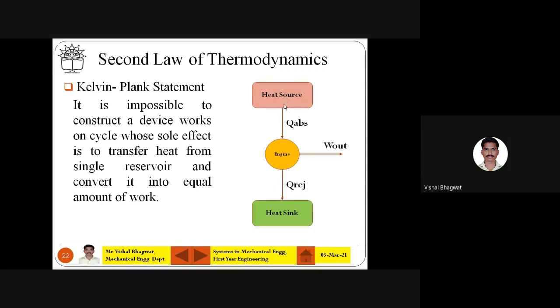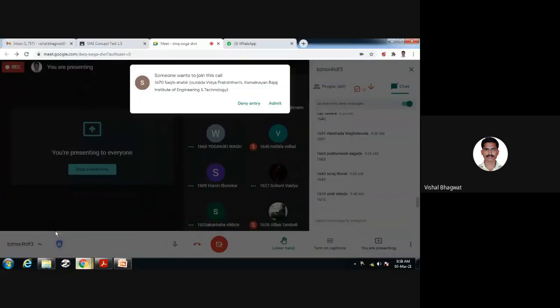So Q1, or Q absorbed from the high temperature body, is received. Q means heat. It is received by the engine. It will produce some output, and some amount of energy is rejected to the heat sink. Heat sink is the reservoir at low temperature. So the heat source is at T1 temperature, and the heat sink is at T2 temperature. So T1 is always greater than T2. That is the representation. Heat always flows from a high temperature body to a low temperature body.